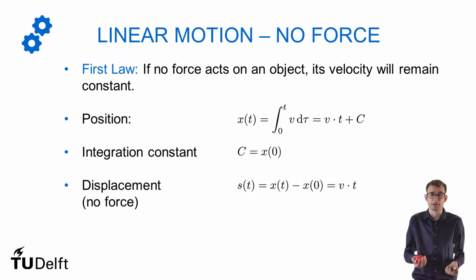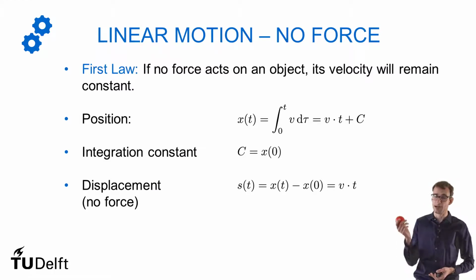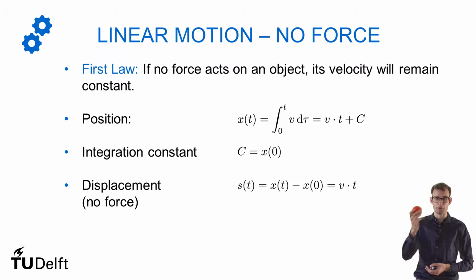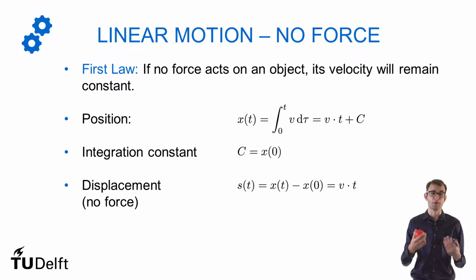And we can find this integration constant by looking where the ball is at time 0. So the displacement of the ball is simply where it is now minus where it was at time 0. And for the motion without a force, it's simply the velocity times time.